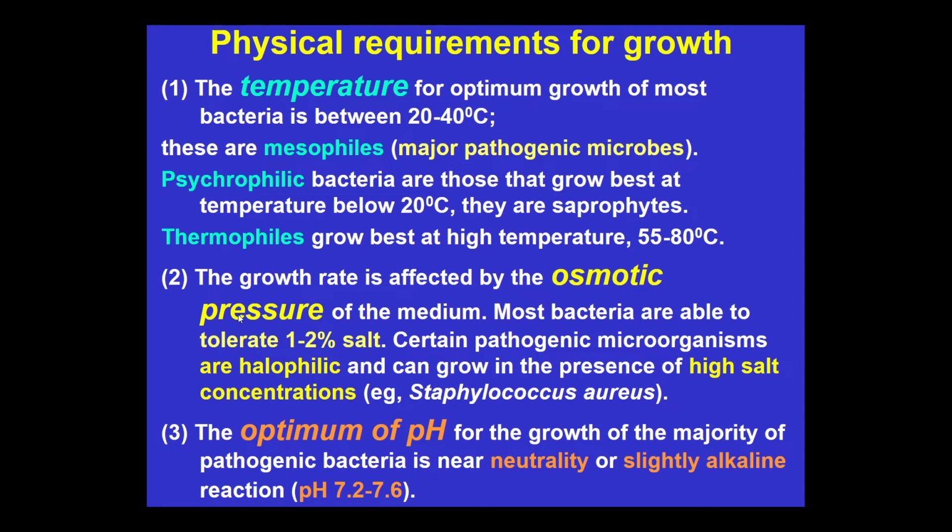Then the pressure is not so important unless it is high. Usually bacteria cannot stand high osmotic pressure. Only halophilic bacteria or staphylococcus with a very thick peptidoglycan layer may stand the presence of up to 10% of sodium chloride. And also the optimal pH for bacteria is usually neutral or slightly alkaline. But of course, we always have some exceptions.